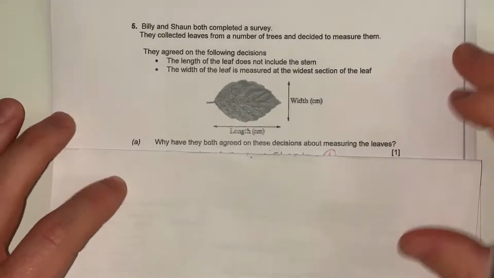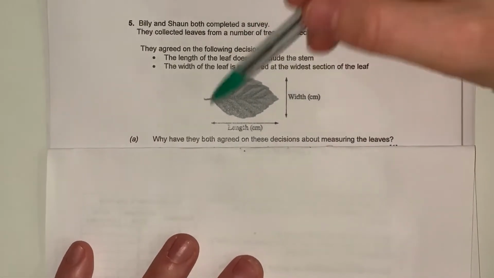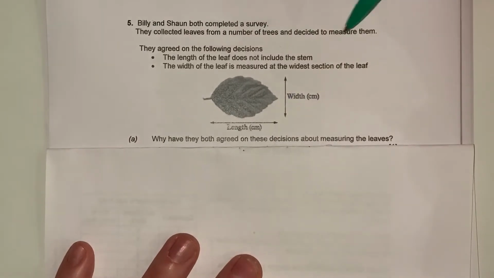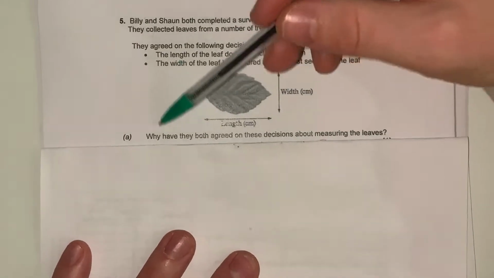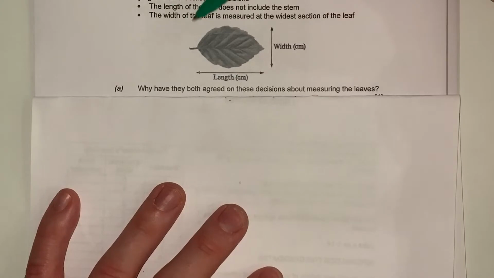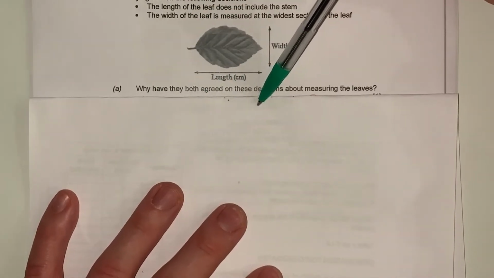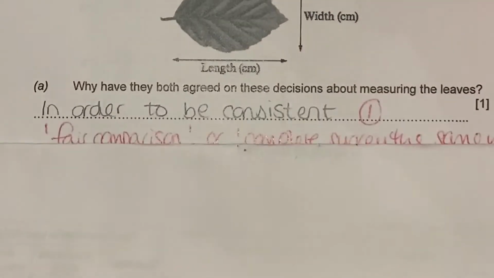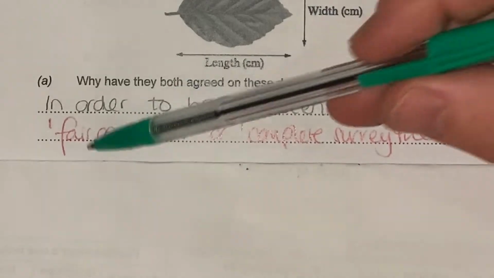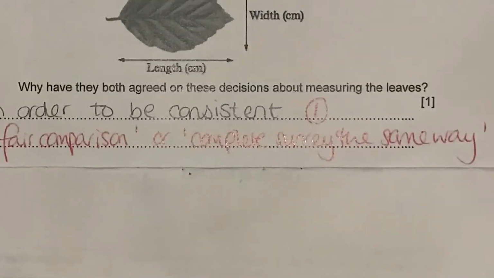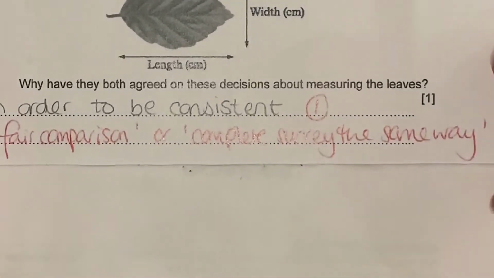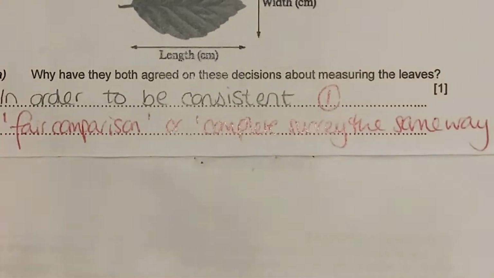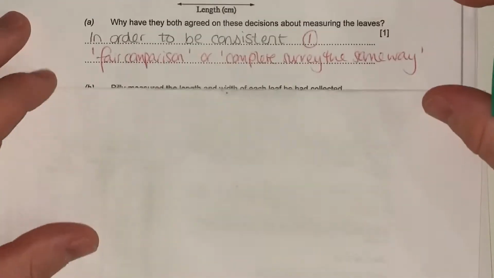Okay, guys, for this one, Billy and Sean both completed a survey, collected leaves from a number of trees, and decided to measure them. Okay, this is what they've agreed on. So why have they both agreed on these decisions about measuring the leaves? Well, the obvious one, if it's ever collecting data, it's going to be for it to be consistent, or for there to be a fair comparison, or complete the survey the same way. Okay, you want it to be fair, guys.